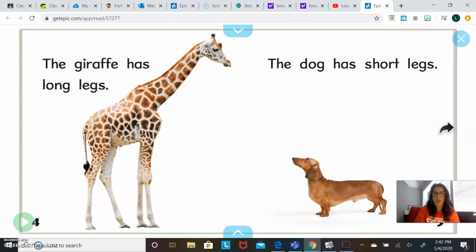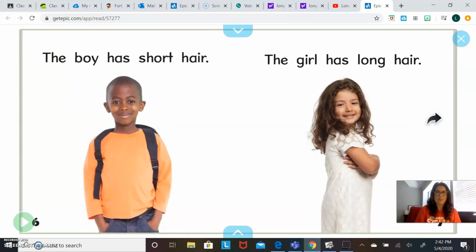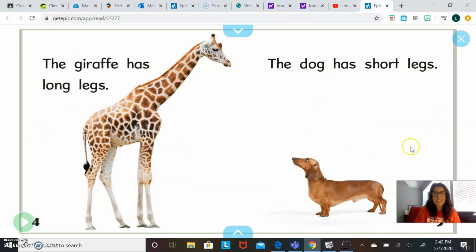The giraffe has long legs. Do you see how long these legs are? The dog has short legs. When we compare, we're looking at two things here in particular. We're looking at the giraffe, and then we're looking at the dog, and we're comparing the legs. Do you see the giraffe's legs here? This is where the legs start roughly to the bottom part, and look at this dog's legs. Which one has the longest legs? The giraffe, right? And the dog has the shortest legs. I'm sorry, did I say the giraffe? The dog has the shortest legs and the giraffe has the longest.